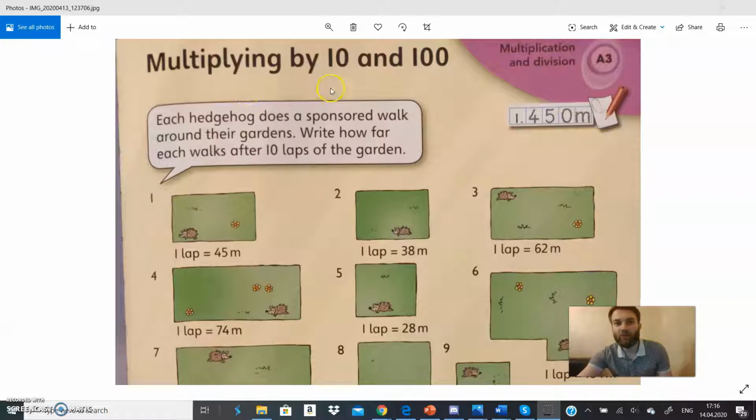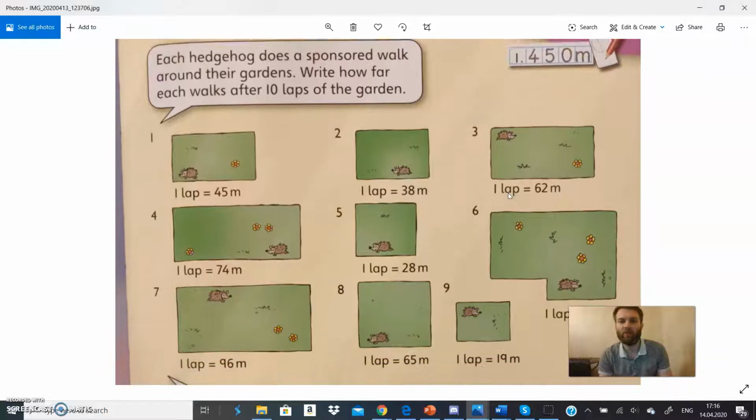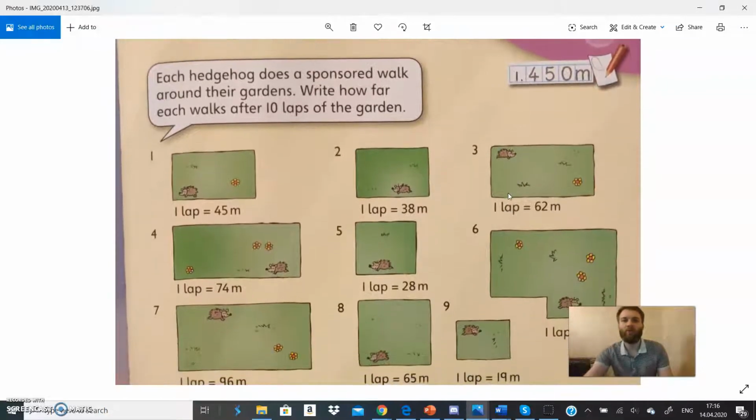We are multiplying by 10 and 100, which I think is pretty easy. So we'll just talk about that for a minute, and I think we're going to be okay. When we multiply by 10 or 100, it's important to remember that we are moving the numbers, not changing them. So the 4 and the 5 will still be a 4 and a 5. They're just going to be in a different place, in a different column.